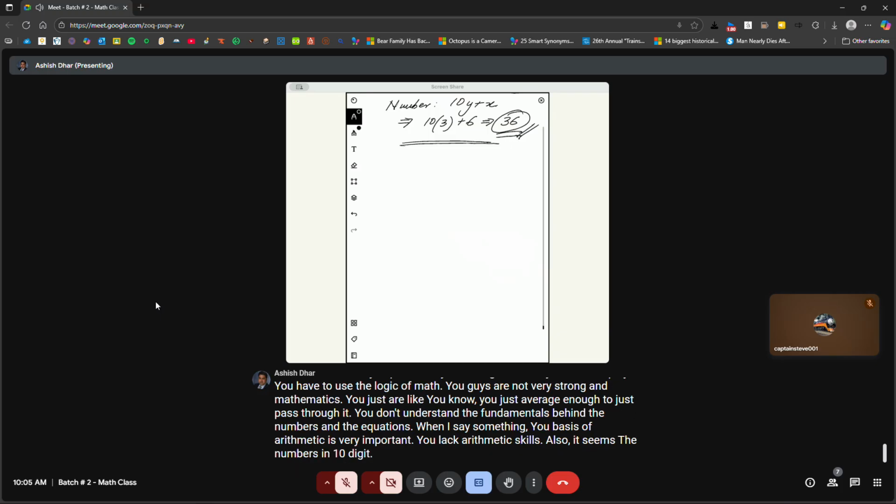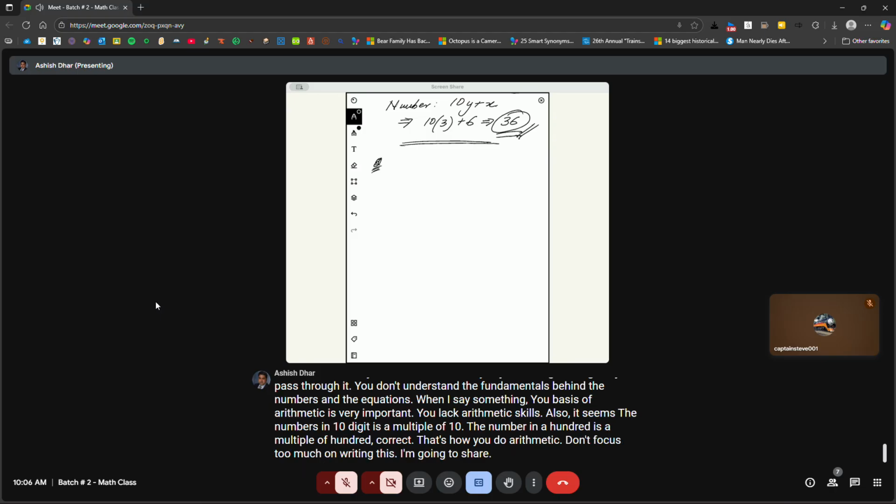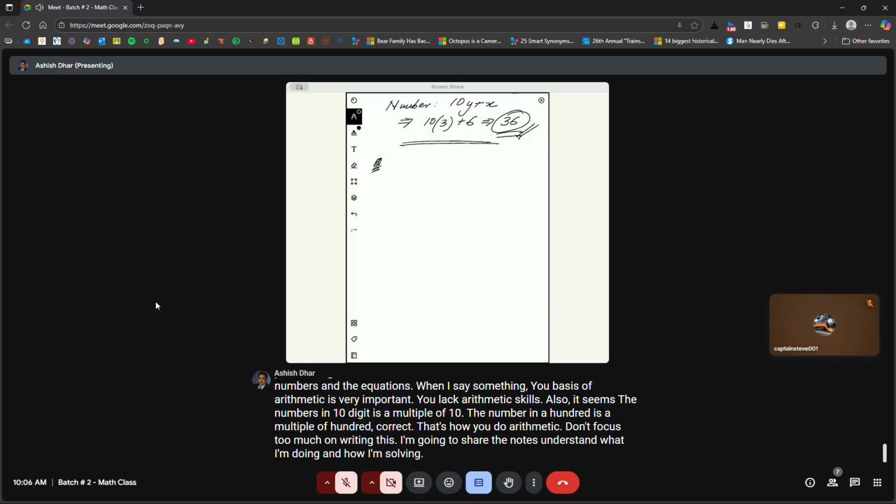The number in the tens place is a multiple of 10. The number in the hundreds place is a multiple of 100, correct? That's how you do arithmetic. Don't focus too much on writing this. I'm going to share the notes. Understand what I'm doing and how I'm solving it.